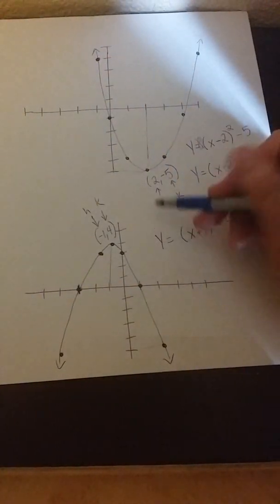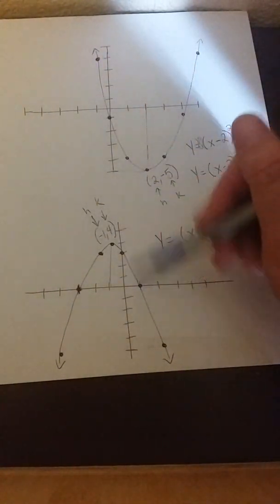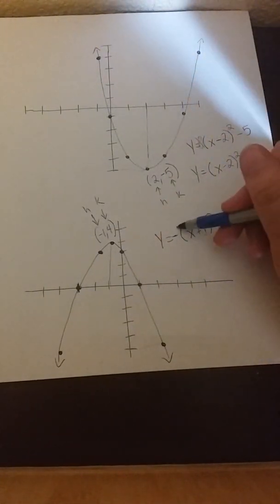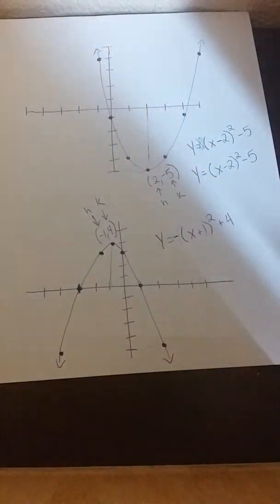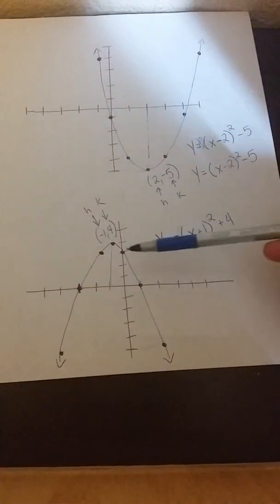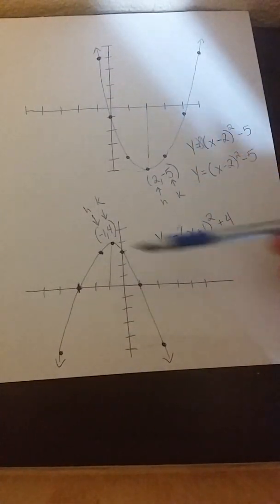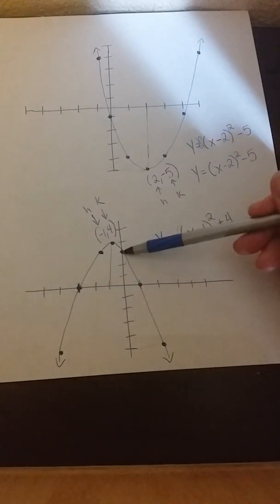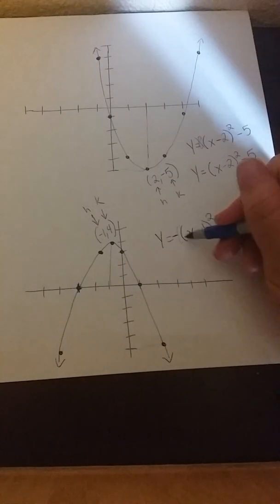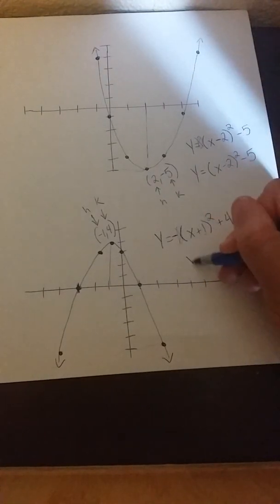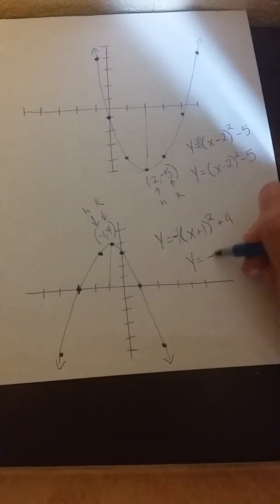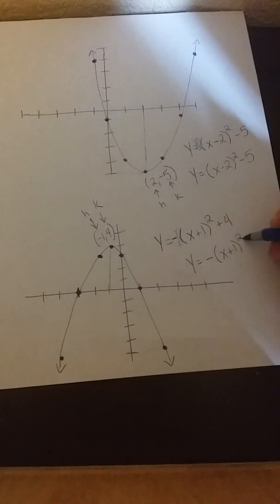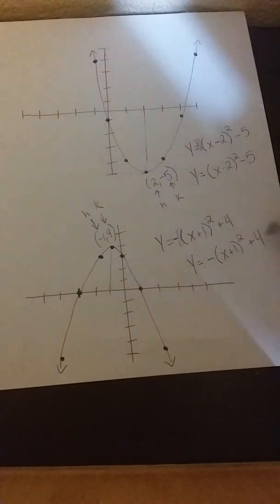Now I have to look, there is a reflection here because it's going down, so I need a negative for sure. And then is there an a? Well, the best way to know is, am I going down 1 over 1, or am I doing some other movement? And here I am going down 1 over 1, so there's no a here. So my formula is just y equals negative the quantity x plus 1 squared plus 4.